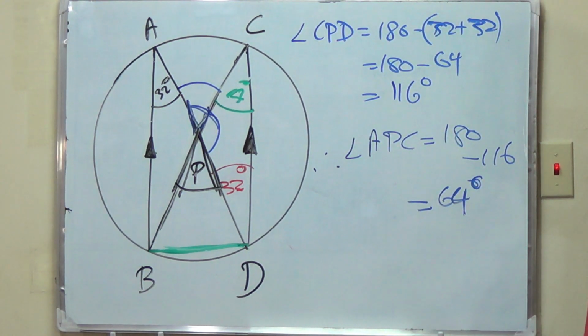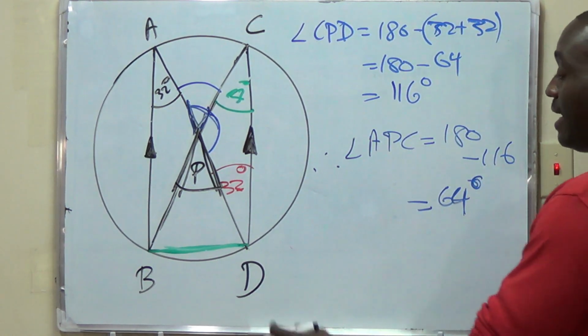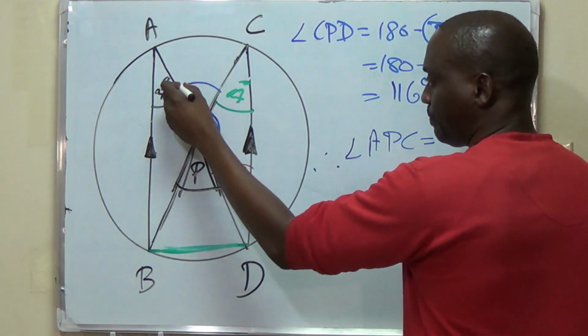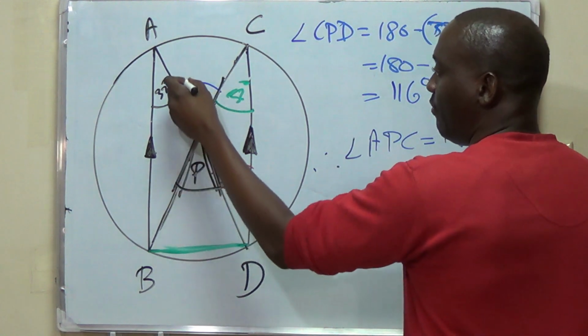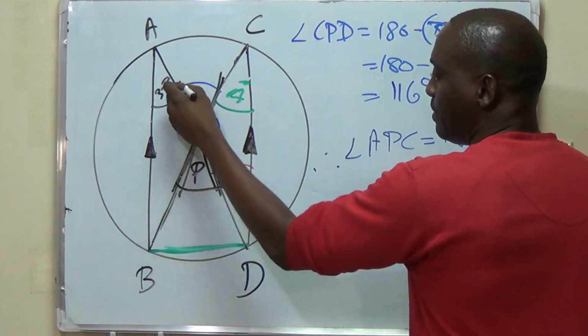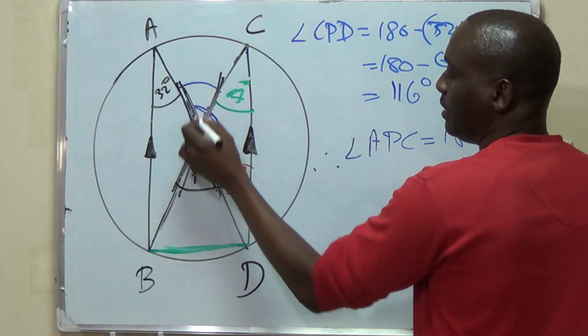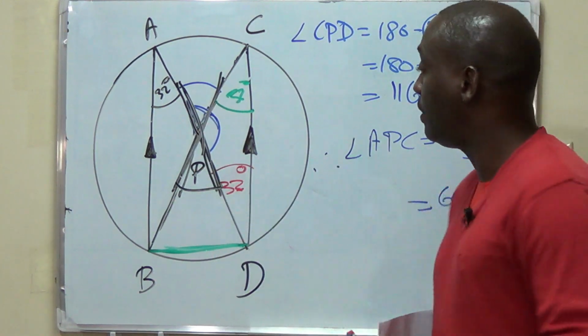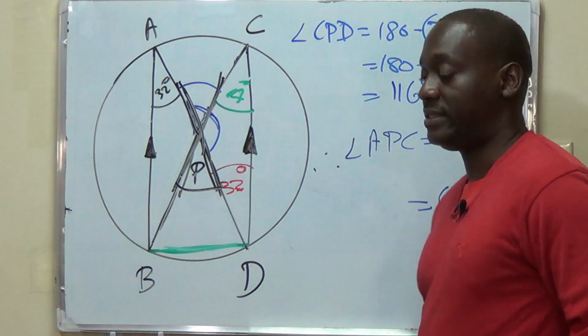Good? Now, if this angle is 64, then this angle here will also be 64 by virtue of being vertically opposite. This will be vertically opposite to this, and we know that vertically opposite angles are equal, so therefore this angle would be 64.